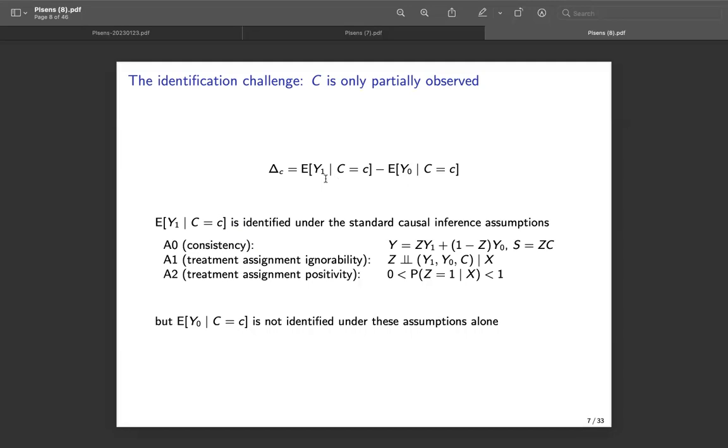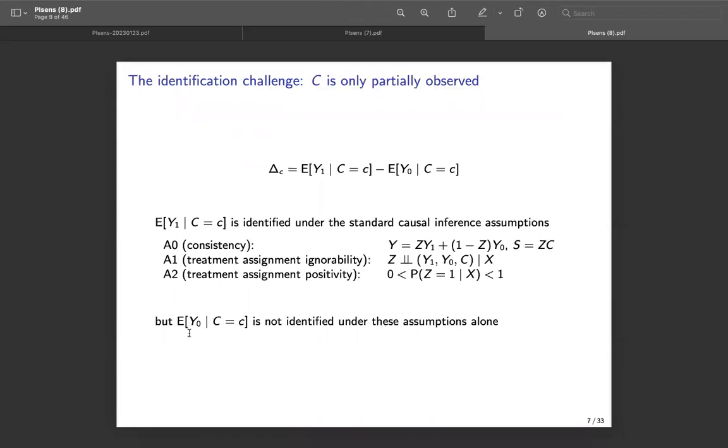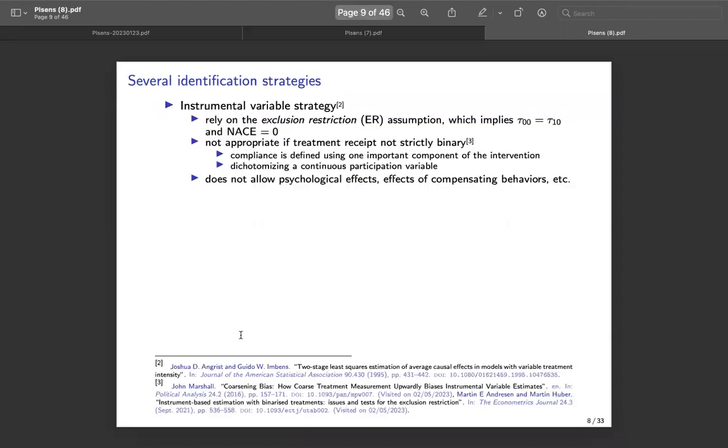And because of that, the mean of Y1 here is identified under the standard causal inference assumptions, but the mean of Y0 is not. So then identification of this effect requires somehow identifying this mean. And there are several identification strategies. Probably most well-known and it has been around for a long time is the instrumental variable strategy, which considers the assigned treatment an instrument on the treatment received. So in the current simple setting, the assumption used in the instrumental variable strategy is the exclusion restriction assumption.